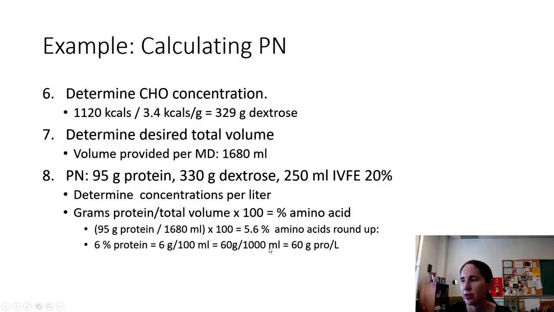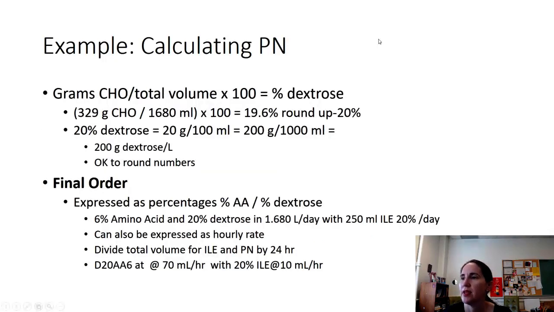So that's 6 grams per 100 mLs, 60 grams per liter, and you're going to have a little bit more than a liter, 1.68. And then the dextrose, again, you take your 329 grams divided by 1,680, you get a 19.6% dextrose solution. You just round that up to 20%, and then it's 200 grams per liter. So you give yourself these final volumes. You say 6% amino acid, 20% dextrose, and 1.68 liters per day with 250 mLs of intravenous lipid emulsion.